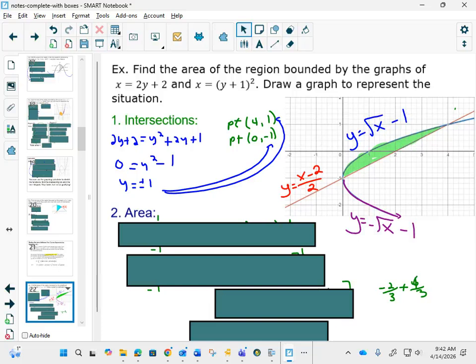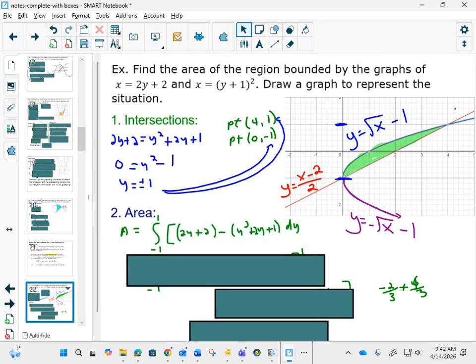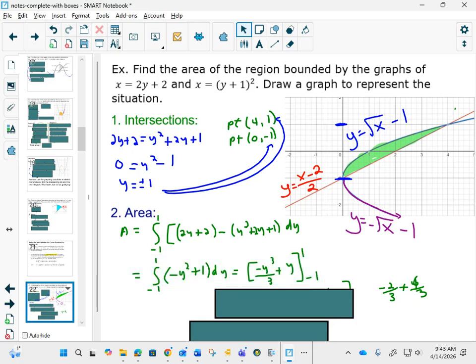Now our area, we are looking from this point to this point because we're dealing with y's. And we're doing the right graph minus the left graph. Or if you turned it, you can still think of it as the upper graph minus the lower graph, but now you're dealing with y values. So now our area is going to go from -1 to 1 of the line minus the parabola. Again, combine our like terms.